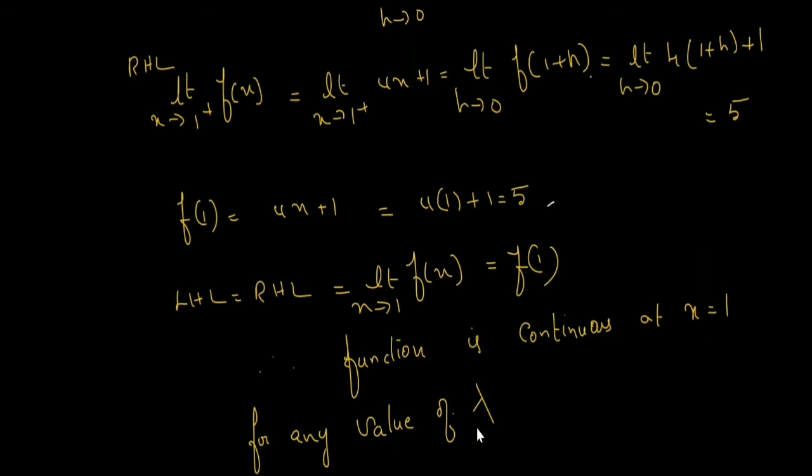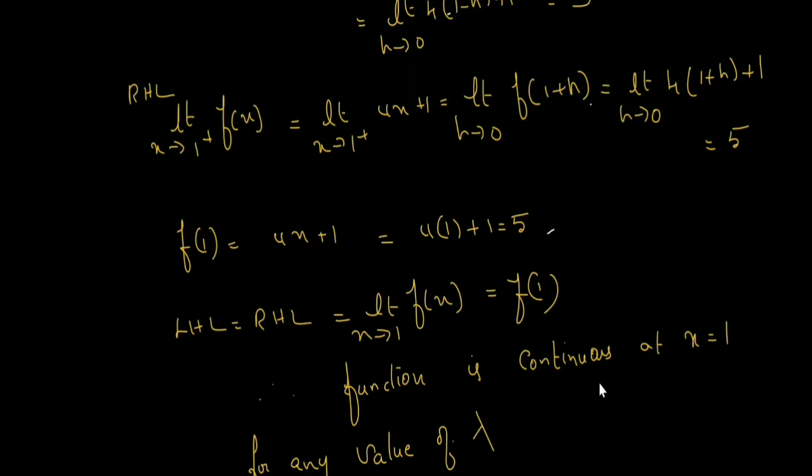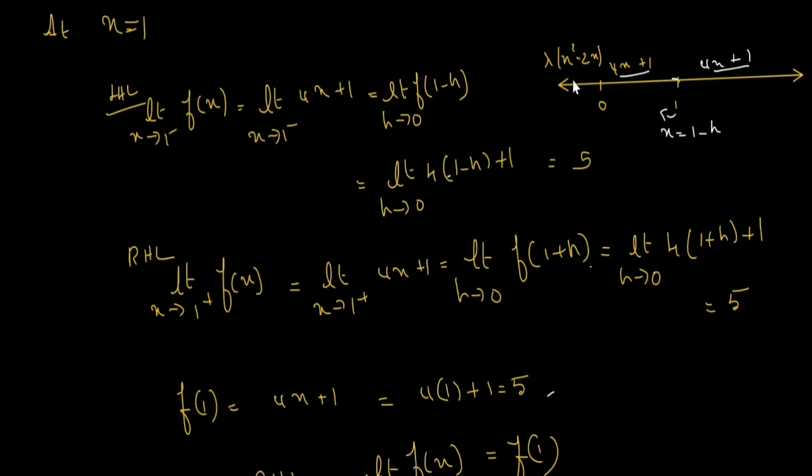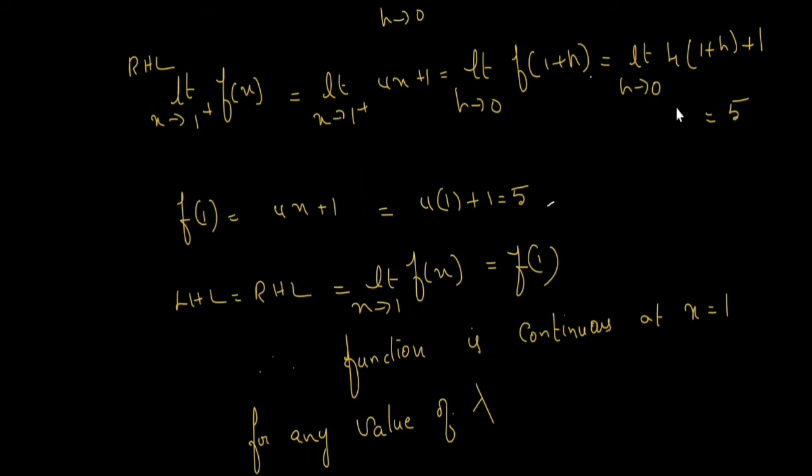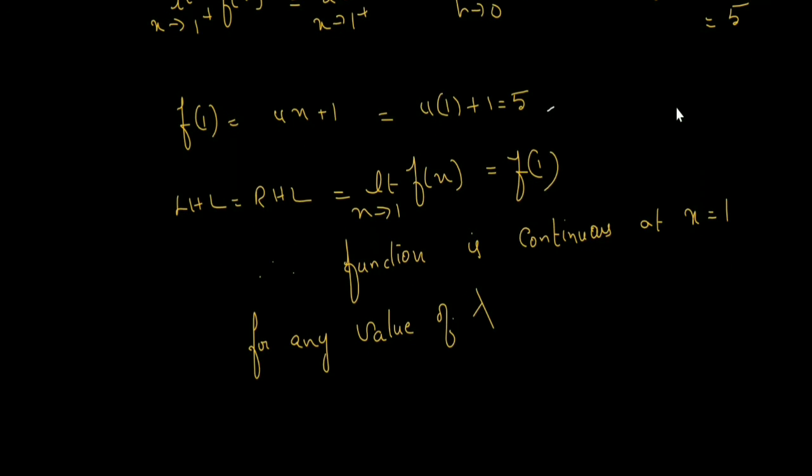For what value of lambda? For any value of lambda, it is independent of lambda. Lambda is somewhere else, it is not even near the function. So it is independent of lambda. Whatever the value of lambda, it doesn't matter. The function is continuous at x is equal to 1.